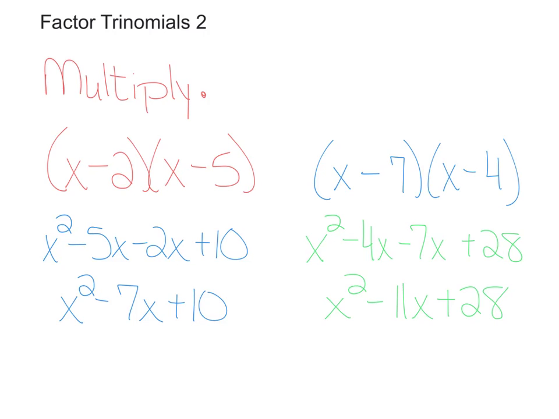You'll notice in the binomials today we've got two negatives: -2, -5, -7, -4. The middle term is still a sum, -2 plus -5. The last term is still a product, -2 times -5. Here we've got -7 plus -4. Here we've got -7 times -4.